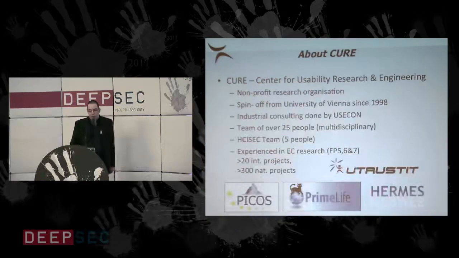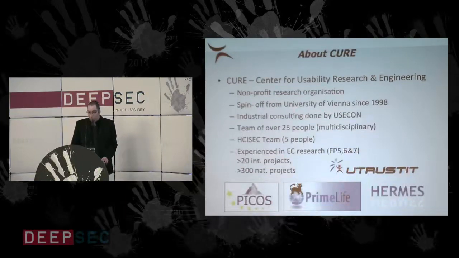Okay, CURE, the Center for Usability, Research and Engineering, where I come from, is a non-profit research organization. We're a spin-off of the University of Vienna since 1998. We have an industrial consulting partner called USCON. Internally, we are a team of over 25 people, but we are not technological people. Our team comes from cognitive psychology, social sciences, and so on.